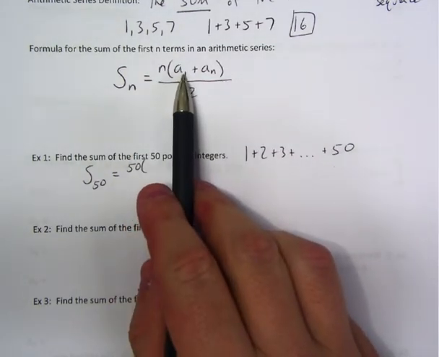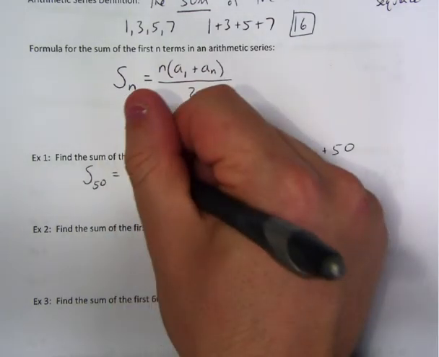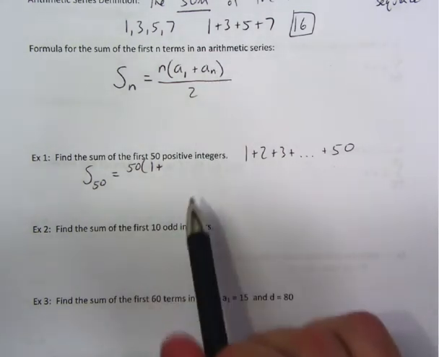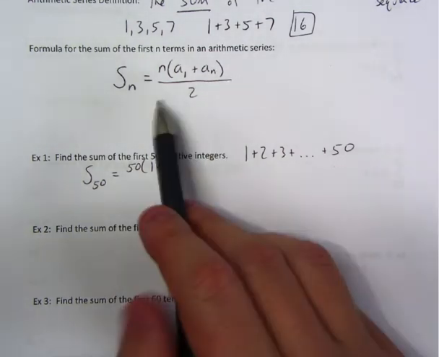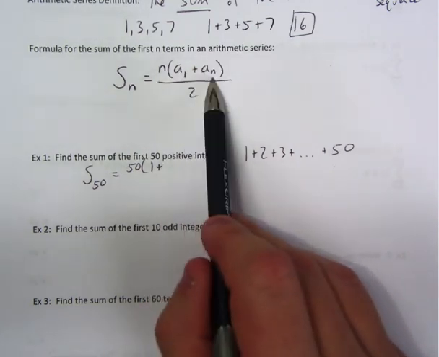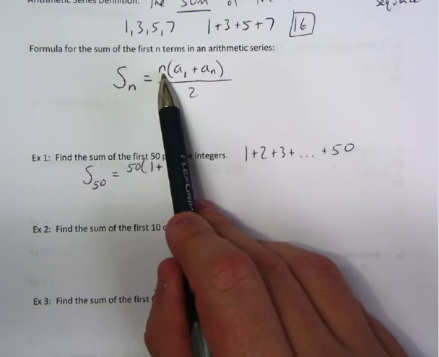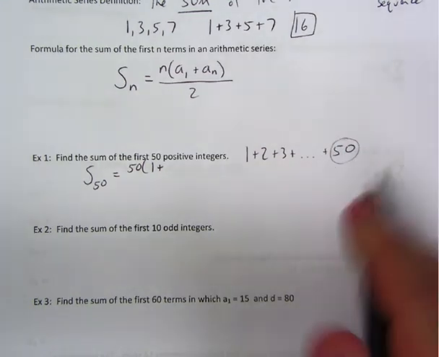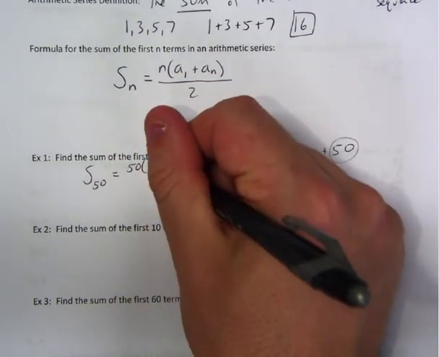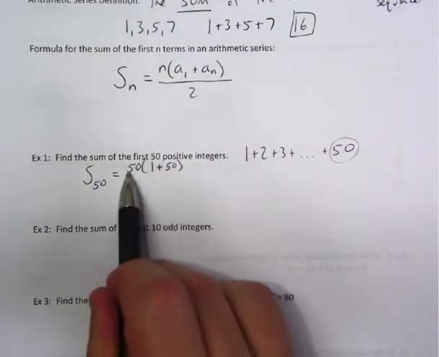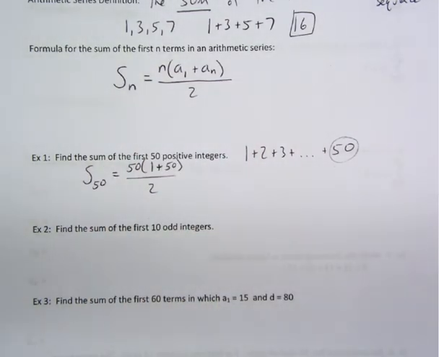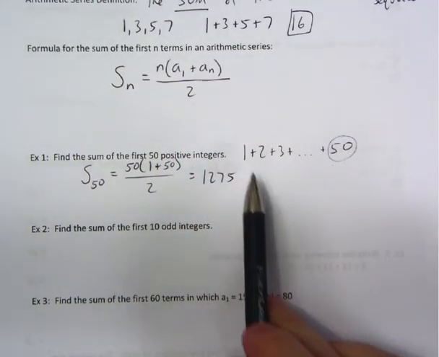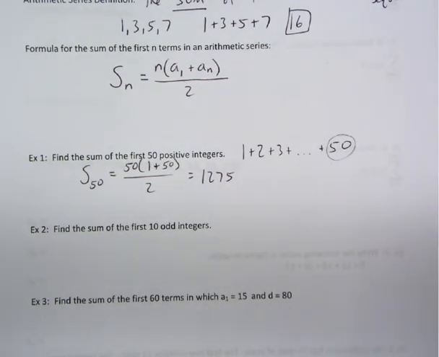This is the first term. A sub 1 is the first term, so in this case, it's 1. Plus, a sub n is the last term. Now, here's where you need to be very careful. A lot of times n and a sub n will not be the same number. n stands for how many numbers we're adding. a sub n stands for the last number. It just so happens the last number in this case is 50. So we're doing 1 plus 50. This is not going to be very common. Divided by 2. In my calculator, I get 1275. So if I add all the numbers from 1 through 50 together, I get 1,275.